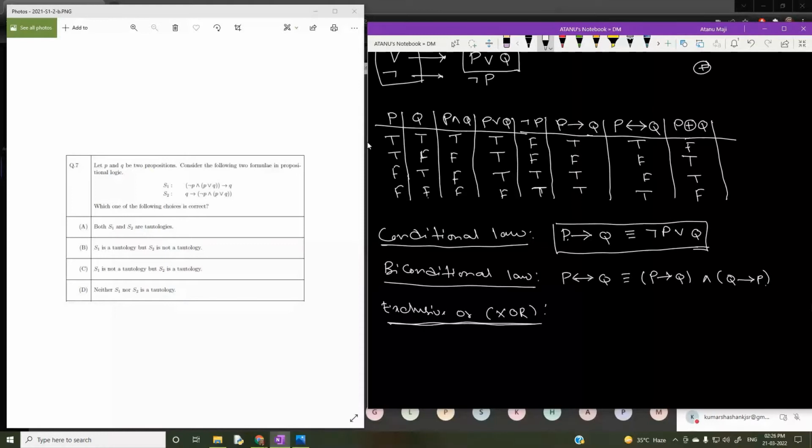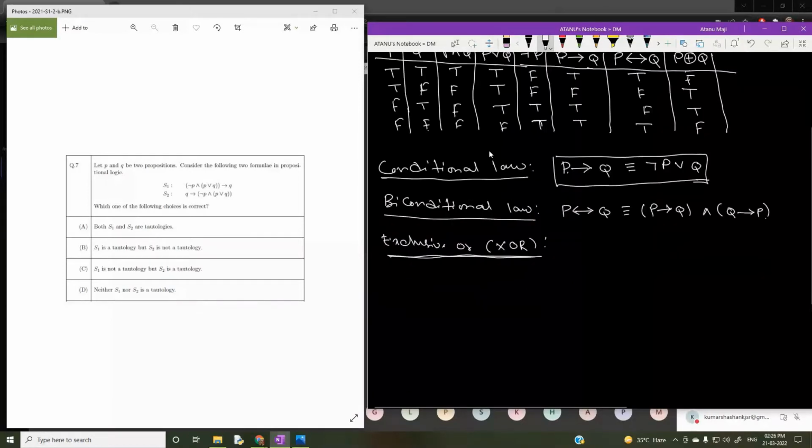Now you can see a connection between these two connectives, the biconditional and XOR. The output column for XOR is totally opposite of the biconditional. Opposite here means negation. So we can say that P biconditional Q is the negation of P XOR Q. That's all.